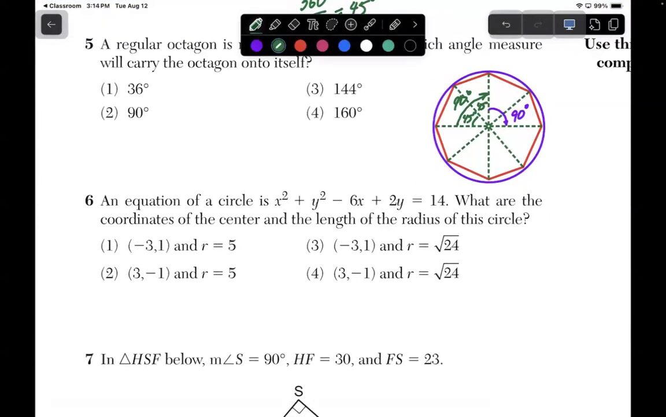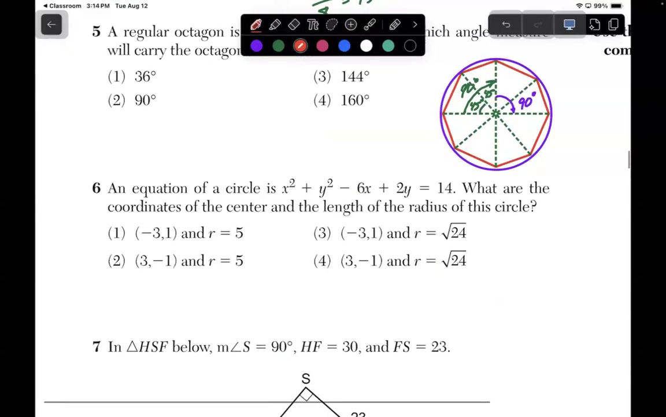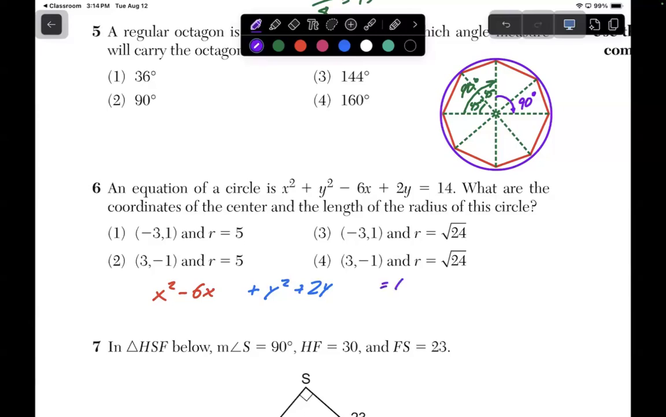Oh yeah, circle equation. All right, got to do a little completing the square. They're probably going to ask you one circle equation like this, so it's good to know how to complete the square. I'm going to group my x's together, x squared minus 6x, and my y's together, plus y squared plus 2y. And that's all going to equal 14. So you take that middle term, divide it by 2, square it and add that to both sides.